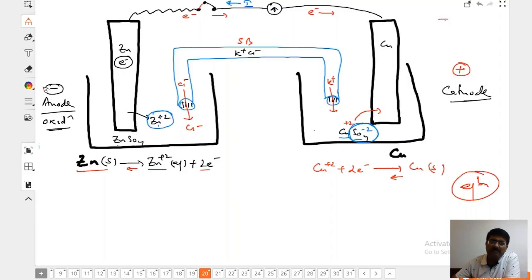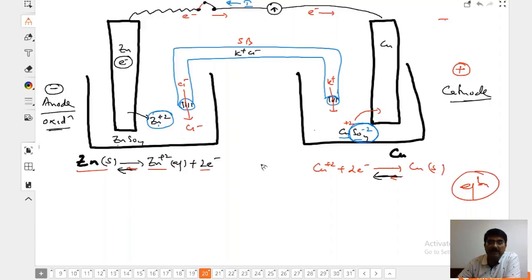After some time, equilibrium is definitely going to come. Then the reduction or consumption of electrons by this will be equal to this. That means no electron can move out from there. What is that state known as? Equilibrium. Production of electrons and consumption of electrons will be equal here. That will be known as the stage of equilibrium. At that stage, no more current can be obtained.